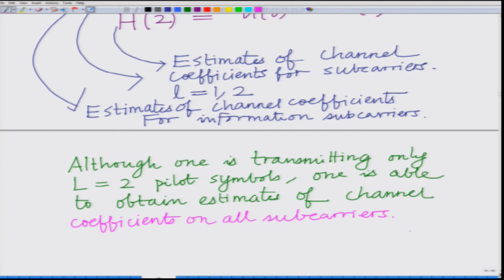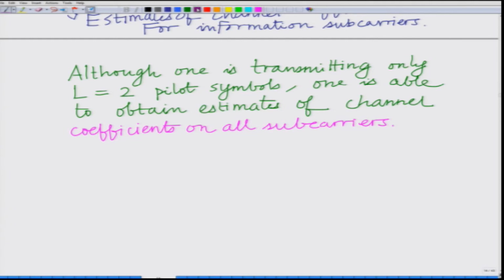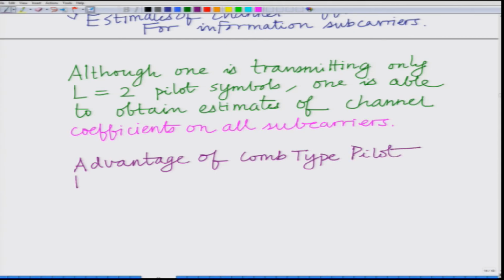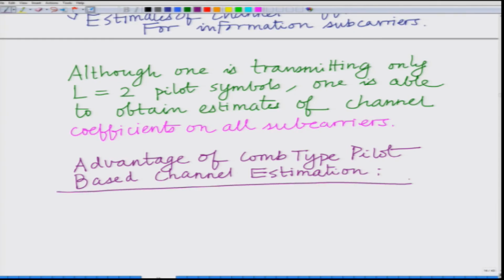And therefore, what is the advantage of this scheme? What is the advantage of this comb type pilot scheme? Again, that is obvious, something that we have already said at the beginning: we are only transmitting pilot symbols on a few subcarriers. Therefore, the rest of the subcarriers can be used to transmit the information or the data symbols, and that significantly increases the bandwidth efficiency, alright. So let us note that down also: what is the advantage of the comb type pilot based channel estimation scheme?